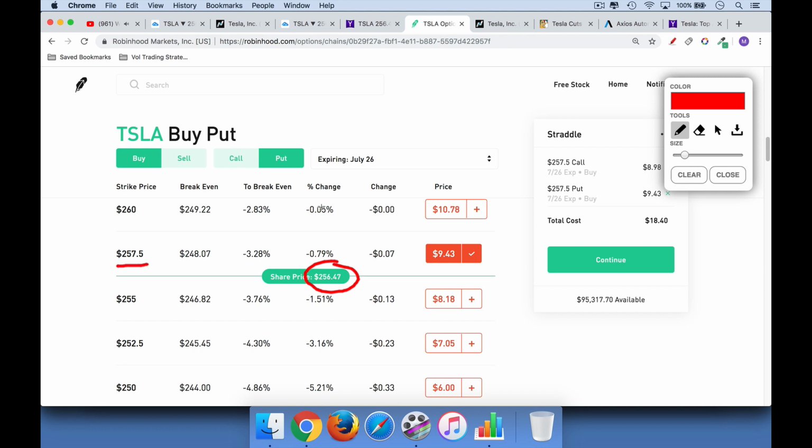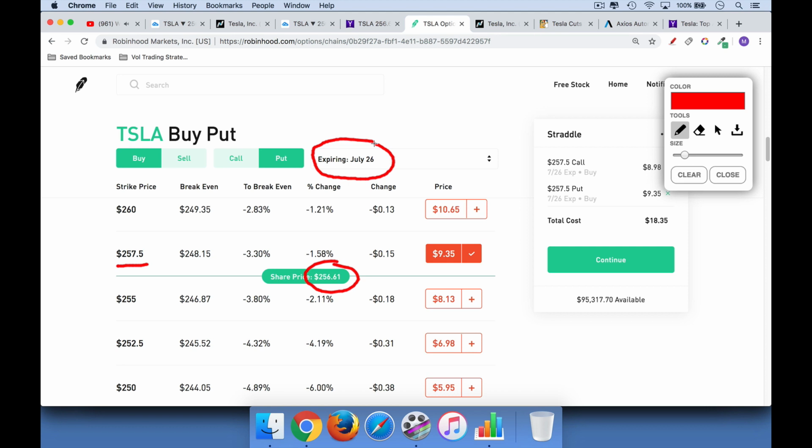And you want to look at options that are expiring as near as possible. So today's Monday. These are options that are expiring on July 26th, which is this Friday. Tesla reports earnings after the bell on Wednesday. So these options have very little time value left because they expire in just 4 or 5 days.